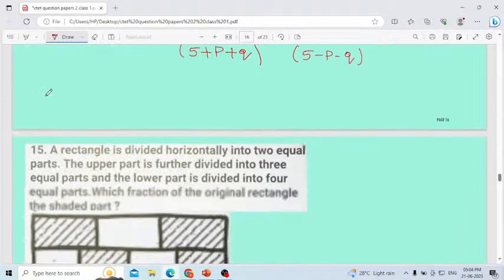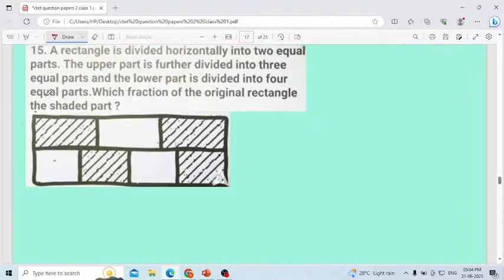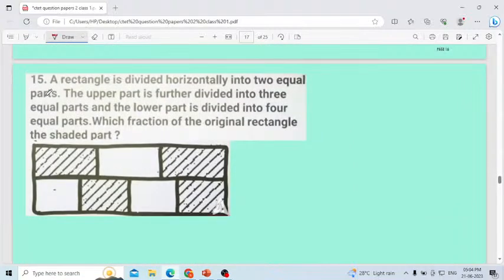I will move to the next question, 15th, then after that I will stop. A rectangle is divided horizontally into two equal parts. The upper part is further divided into 3 equal parts and the lower part is divided into 4 equal parts. Which fraction of the original rectangle is the shaded part? Here the first part is divided into 3, the second one is divided into 4.